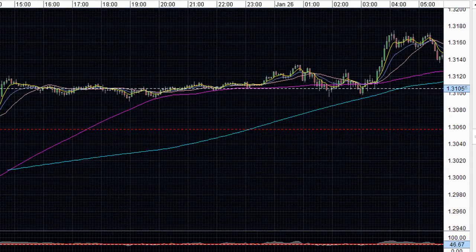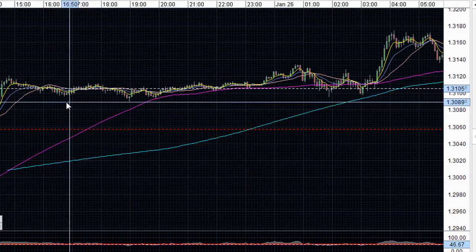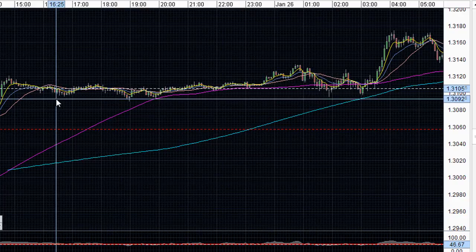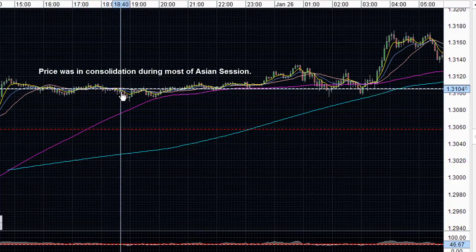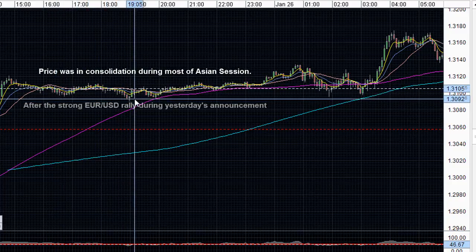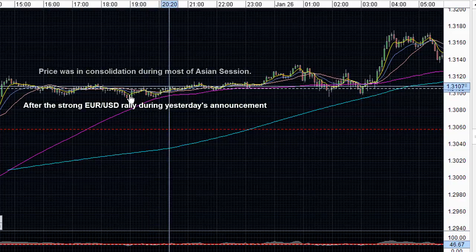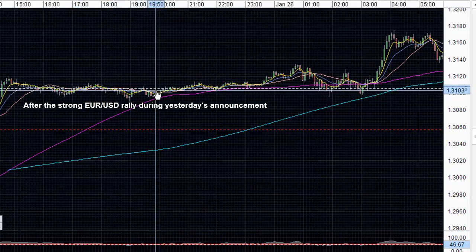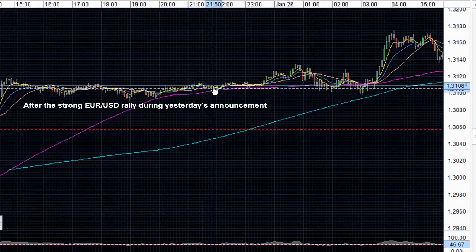Now, if I move my chart back and we look at the opening of our Asian session, you can see that price was pretty well supported above the 1.3100 psychological level. You can see that price couldn't break too far low below this zone of psychological support, but it was consolidating within a tight range at this level.